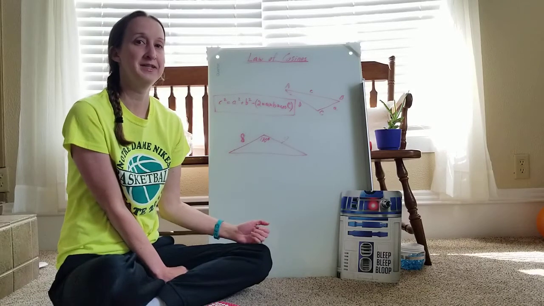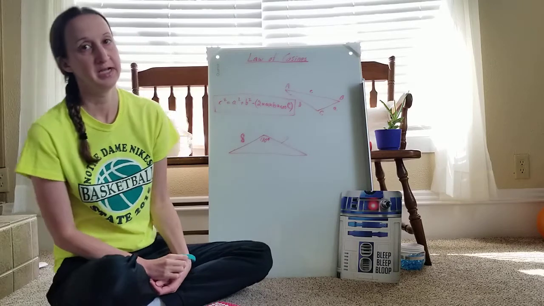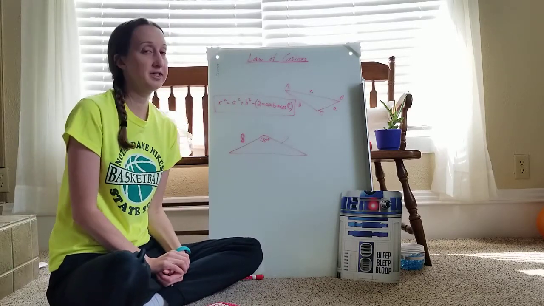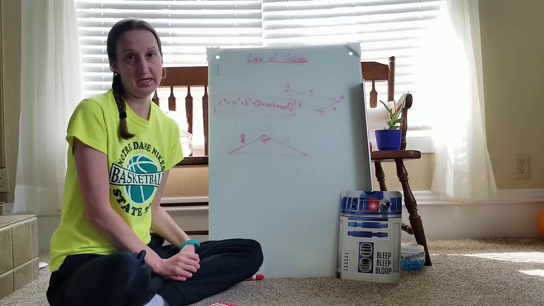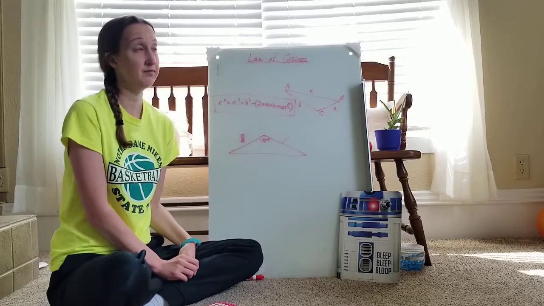Sometimes the law of sines won't work, and you need to use the law of cosines to find a missing side or angle on a triangle. Just like the law of sines, law of cosines will work on any triangle. It does not have to be a right triangle. It works for acute, it works for obtuse, it will work for right.